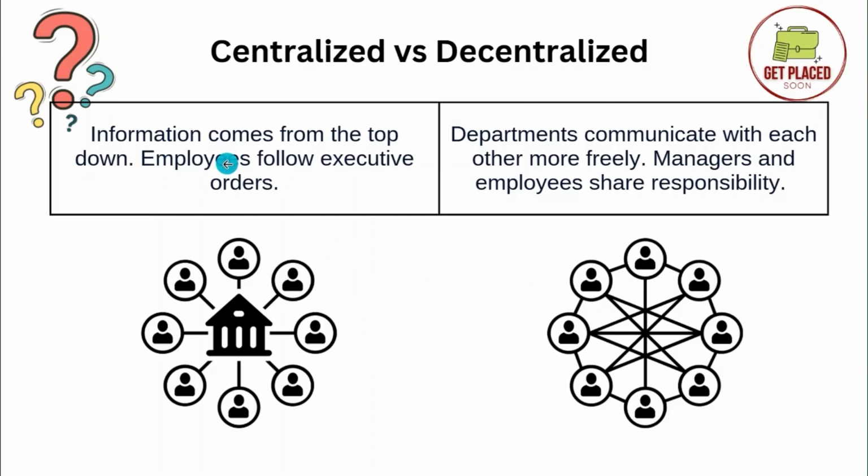So what happens here? The information comes from the top down, from the person sitting at the topmost level, to managers, to employees. That's why we call it top down. And the employees will follow whatever orders they get from the executive, right? Here, in decentralized, departments communicate with each other freely. For example, there is the HR department, the IT department, a hiring department, a manager department, or a stakeholder department. All of these communicate freely, and all the managers and employees have proper communication and then share responsibility. This is what happens in decentralized. So basically, in a centralized company, employees will wait until they get information from the head. But here, employees freely go and communicate and try to put their point across.